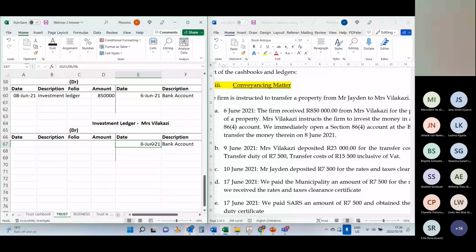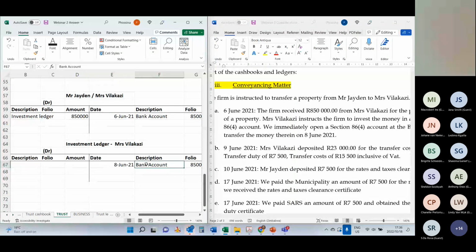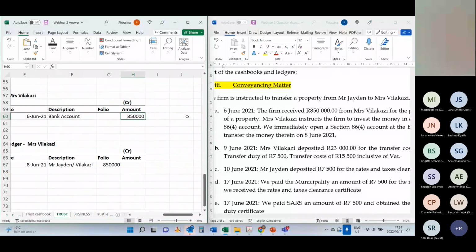So this one, we are more like transferring from their ledger, the Mr. Jaden and Mrs. Vilakazi conveyancing ledger. That's where we are transferring into the investment ledger. So here, the transfer relates to that one. Like that. So our ledgers are complete. So I'm recording on folio. We're supposed to record on the amount. Like that. Our ledgers are complete.